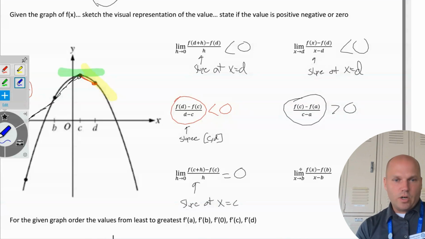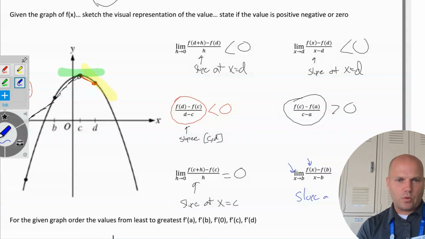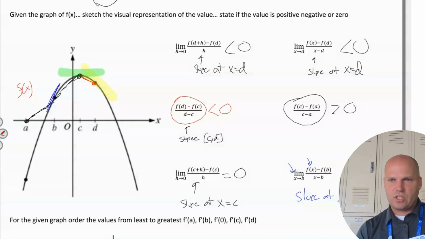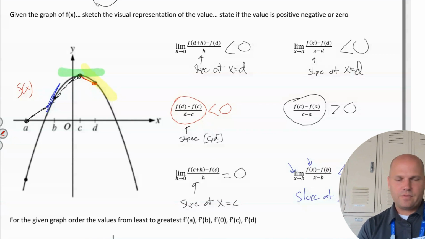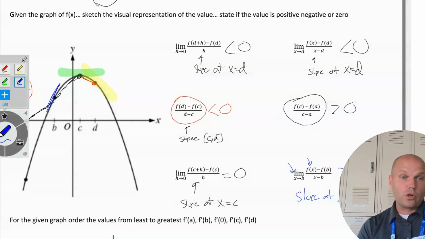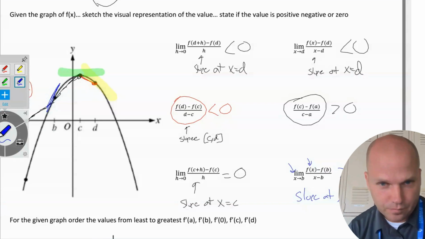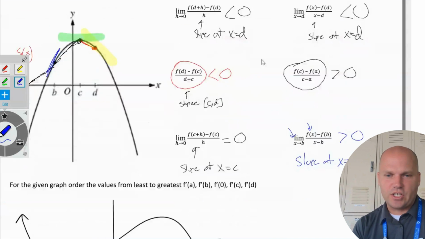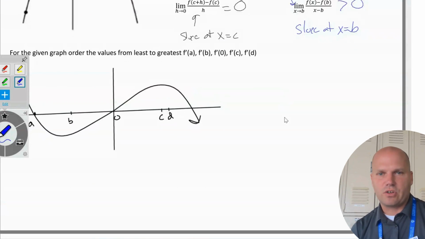What about this? Well, it is a marriage of a limit and a slope formula. This is going to be the slope of the tangent. It's going to be the slope or the derivative at x equals b. At x equals b, you can see this slope is positive. Now, I could go beyond this and ask you to order these from least to greatest. That's what the next question is asking.